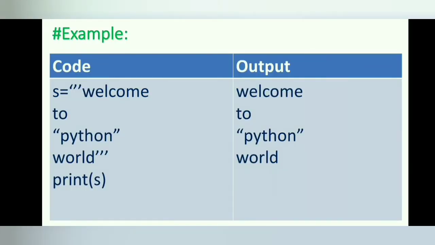Example: in this example, a multi-line string welcome to Python world is assigned to the variable s by using triple quotes. In Python, a multi-line string starts and ends with 3 single quotes or 3 double quotes. The following print statement, print s, will display the string welcome to Python world. They display on the screen exactly the way we type them. Python allows us to use single or double quotes inside a triple quoted string.